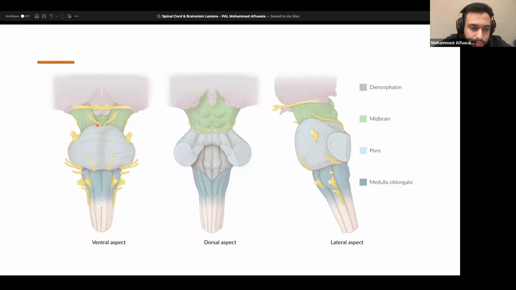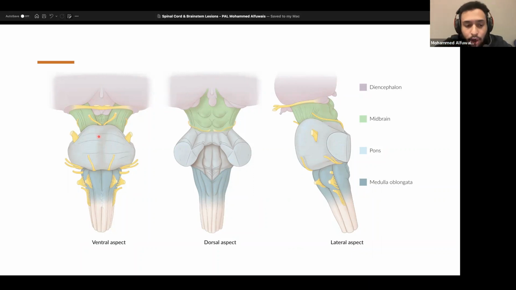Then you'll have the pons. This nerve over here, by the way, is the optic nerve. You do not need to know the optic nerve in terms of the brainstem at all. It's not covered in the brainstem. It has nothing to do with the brainstem. You need to know these two. So coming from the midbrain are two cranial nerves, oculomotor and trochlear nerves.